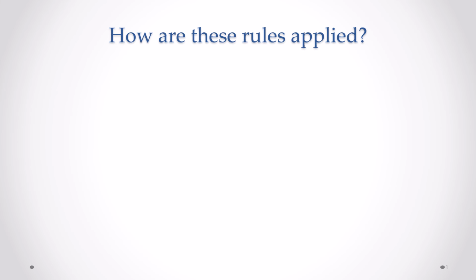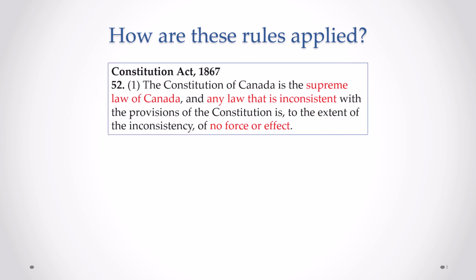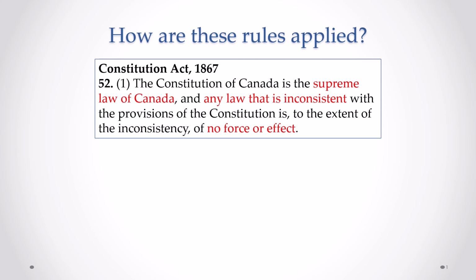So with all these division of power rules that we've looked at, how are they applied? If you remember from part one, we looked at section 52, or 52 subsection 1 specifically, of the Constitution Act, 1867. It says that the Constitution of Canada is the supreme law of Canada, and that any law that is inconsistent with the Constitution is of no force or effect.